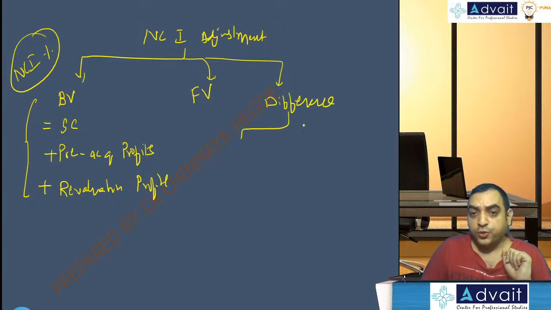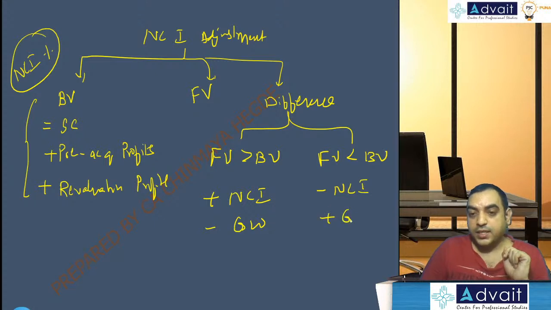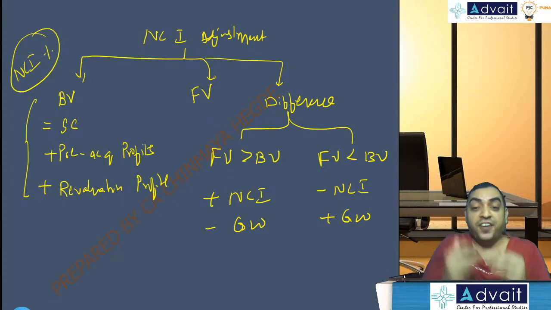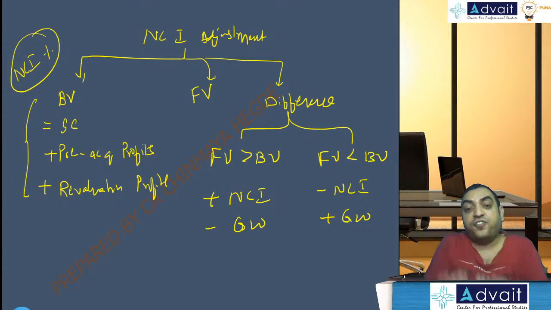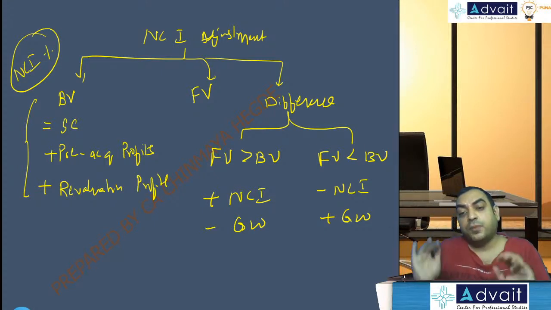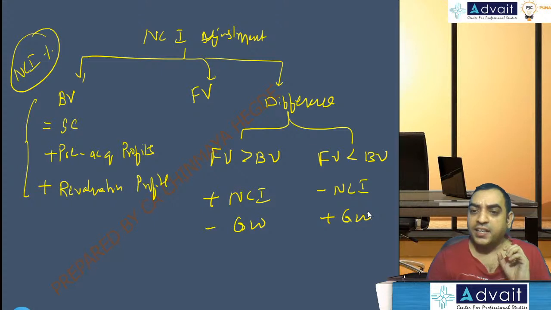Now what you're going to do, 2 scenarios. If fair value is more than book value, then plus in NCI, minus in goodwill. If fair value is less than book value, like in this case, you do minus in NCI, plus in goodwill. Simple: book value, fair value, difference. If fair value is more, plus in NCI, minus in goodwill. If fair value is less, minus in NCI, plus in goodwill. Hope you got this chart with better clarity now.